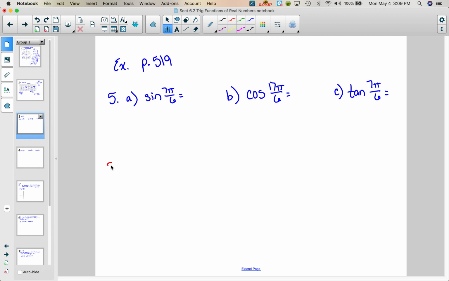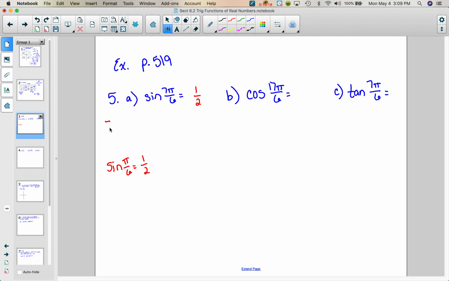Now, what I remember is I know that sine of pi over 6 is a half. I just memorized that. One thing. Memorize one thing. So that means I know this has to be a half. It might be positive, it might be negative. But it has to be a half because it has a 6 on the bottom. And that's all I have to look at.